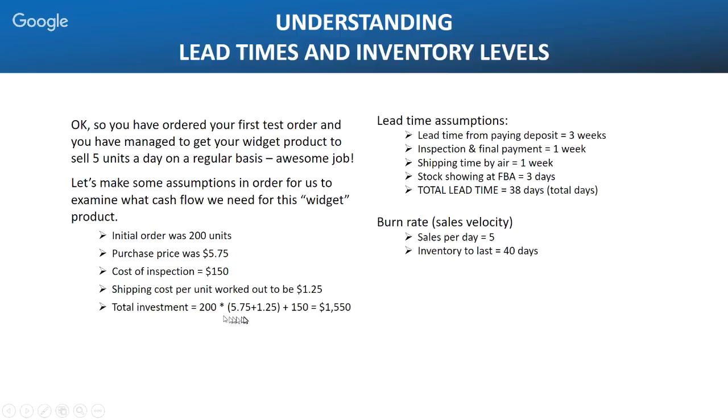So if we look at our total investment to start with for our 200 units, it's 200 times the $575 per unit cost, and the amortized cost of the shipping was $125. So we add that together, and then we've got our $150 on top of that for the inspection. So a total of $1,550 for our initial investment to get product into Amazon.